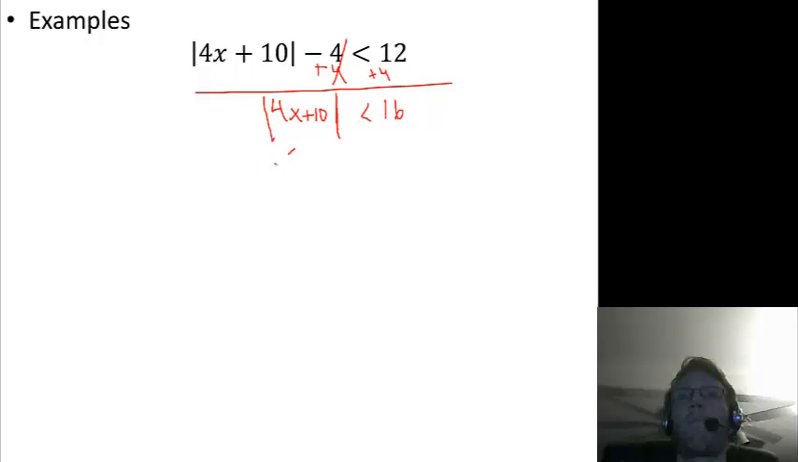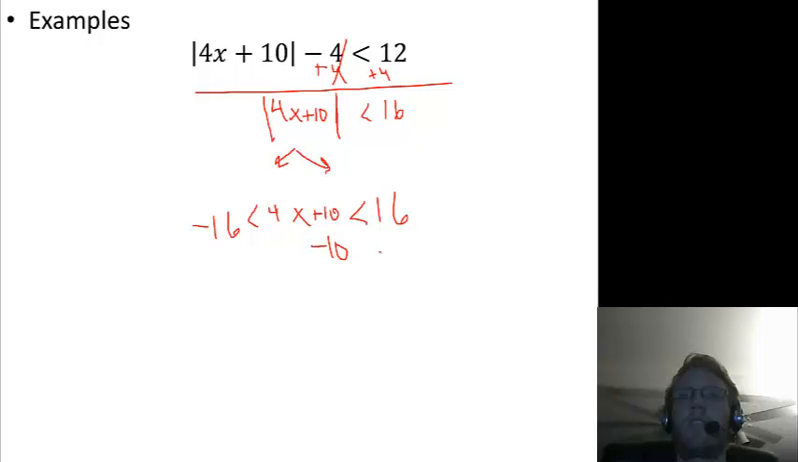So here we're going to branch, but because it's a less than, it's going to be an and, and when you branch the and, you can actually do an in between. So we can go 4x plus 10 is less than 16, but also 4x plus 10 is greater than negative 16. So this stuff here, 4x plus 10, is in between 16 and negative 16. And now we can solve both branches simultaneously, which is pretty cool.